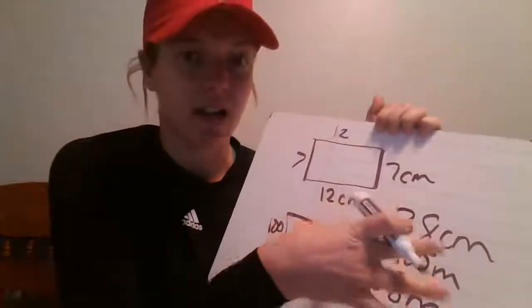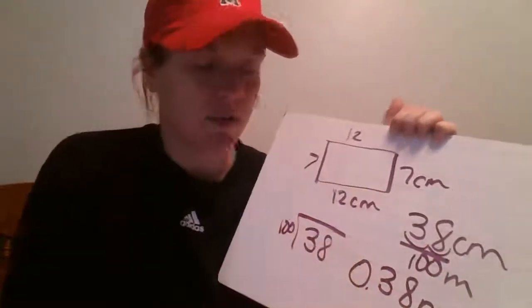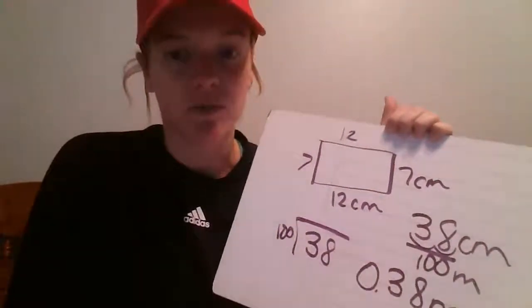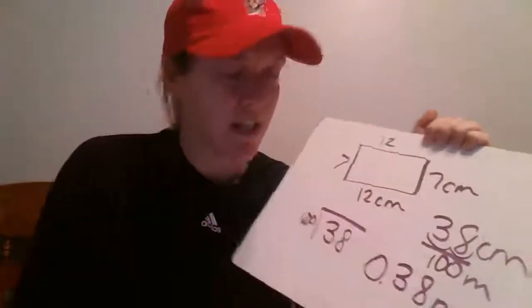If you're talking about something smaller than what you're actually trying to find, you're going to divide, because it doesn't add up all the way to 100. Dividing is just moving your decimal over a couple of places. So on this one, the perimeter of your rectangle is going to be 0.38 meters.